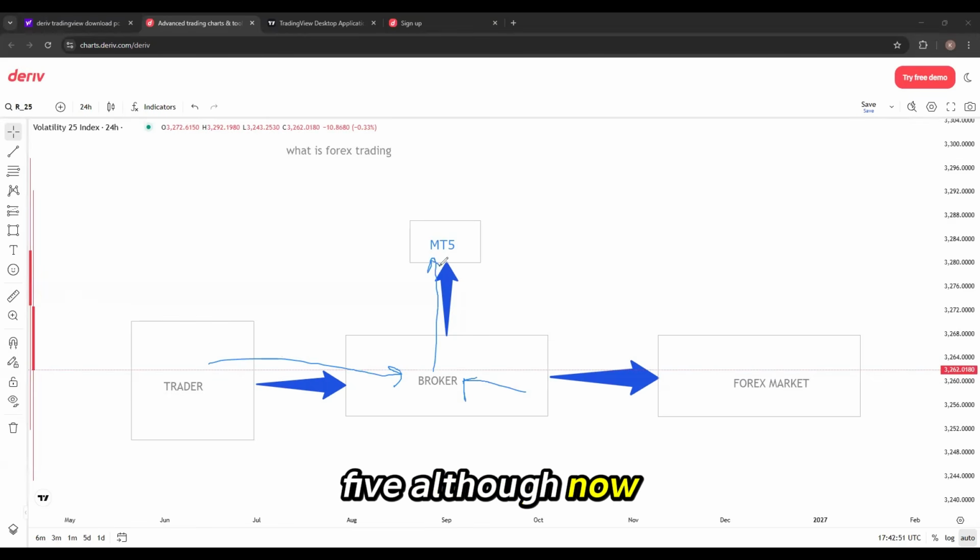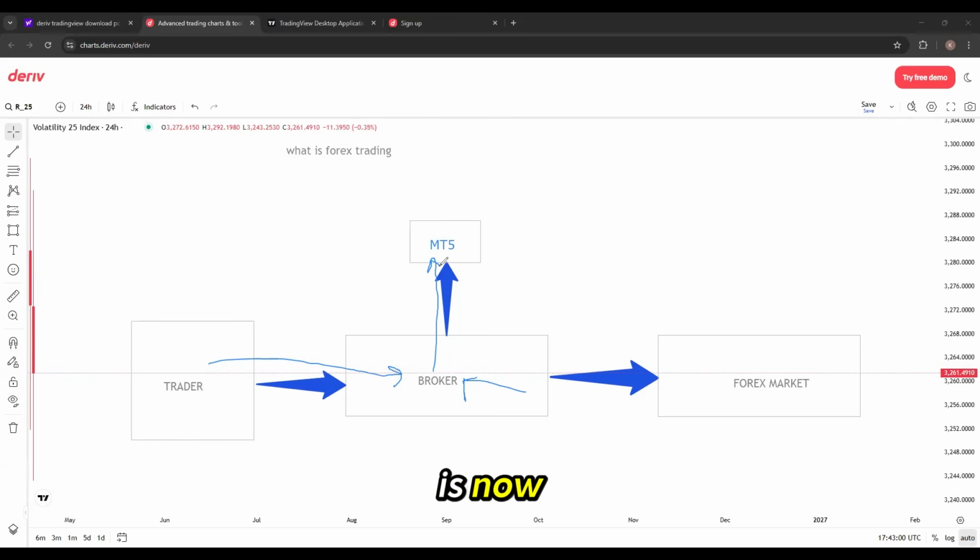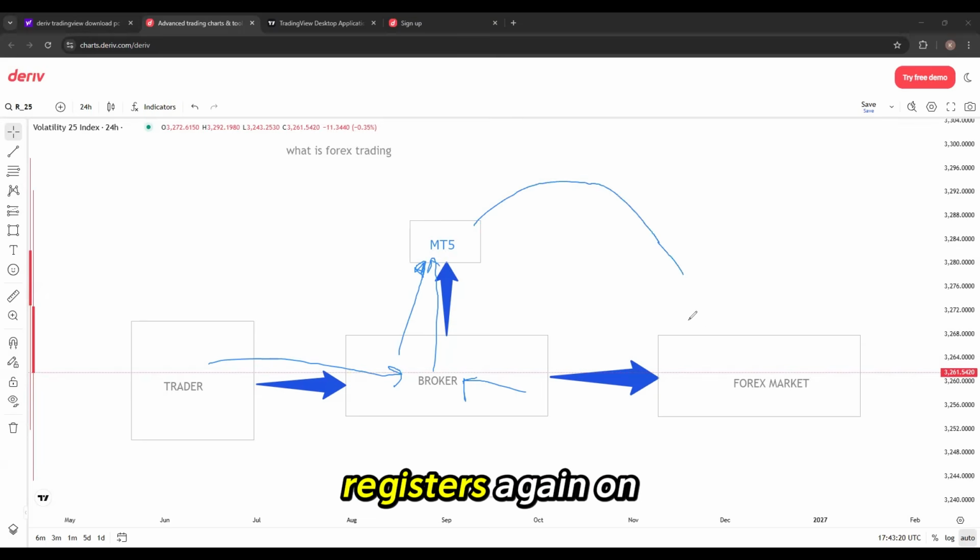Although now we have things such as option trading, where Deriv is providing its own platform for traders to execute trades in. You'd find out that most of the commodities, or most of the action that we need to execute, we execute on MT5. Right. When you execute your trade on MT5, it then directly registers on the Forex market.